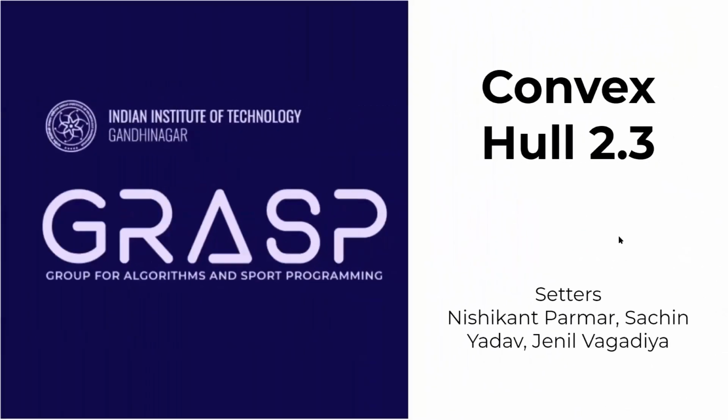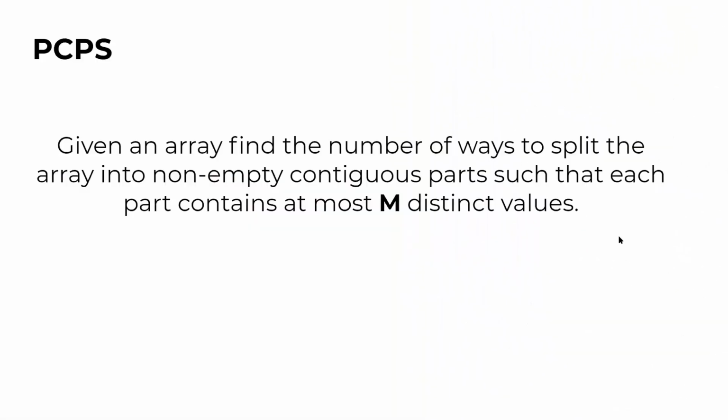Welcome to the Convex 2.3 solutions. In this part, we'll be discussing the third problem, that is PCPS. The main problem is we are given an array and we have to find the number of ways to split the array into non-empty contiguous parts such that each part contains at most m distinct values.